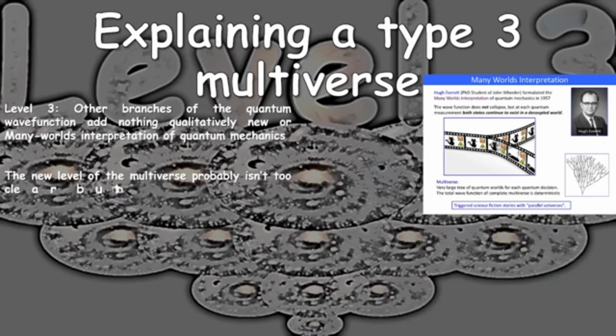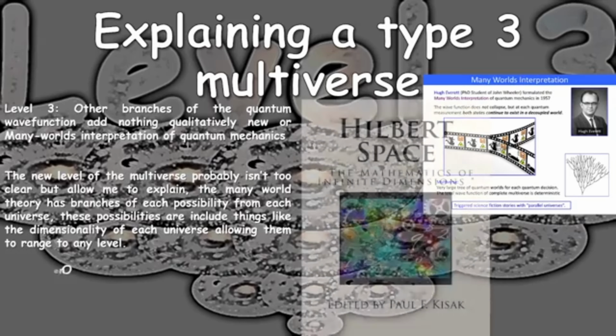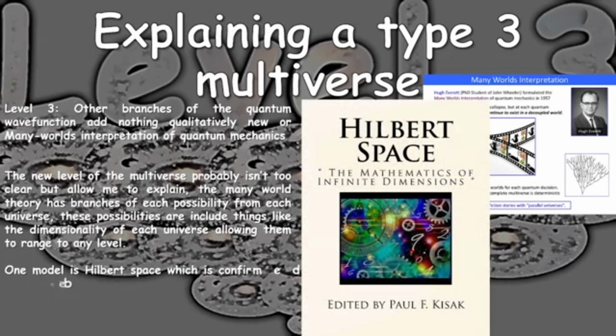The new level of the multiverse probably isn't too clear, as you're probably thinking of just branching universes, but the difference is now we have branching dimensionality as well, in the sense that the dimensional level can be anything and isn't restrained as it was previously in a Type 2 multiverse. One example of a Type 3 multiverse is Hilbert space, which is specifically said to be infinite dimensional.